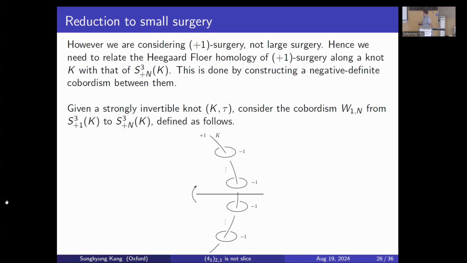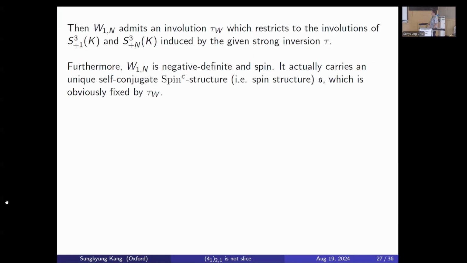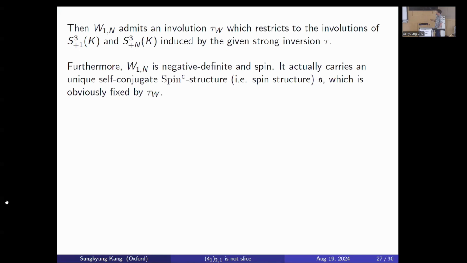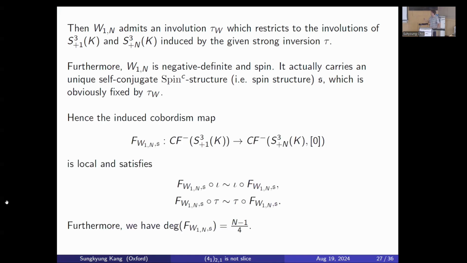It turns out to be negative definite, and it's also simply connected. What that means is that it also has a unique spin structure, and since this Kirby diagram is drawn in a symmetric way, there's a smooth involution on this four-manifold, which restricts to the involutions of plus 1 and plus n. Also, this is negative definite, and it's also spin. As I said, it carries a unique spin structure, which we denote as S, and by uniqueness it is obviously fixed by the diffeomorphism.